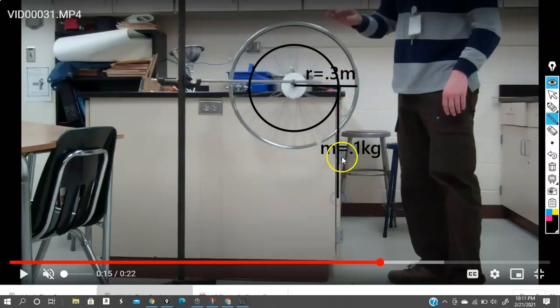So if we had a string coming off of this with the same 0.1 kilograms and the same mass of the bicycle wheel, we didn't change that, but we changed the radius of that bicycle wheel, how would that affect the graph that you see below? How would that affect the linear acceleration of the mass and the angular acceleration of the bicycle wheel?